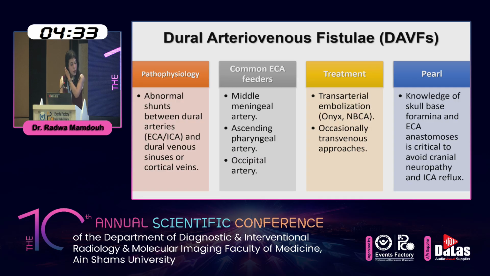Another application we have is the dural AV fistulas, which are basically connections between the dural arteries and the cortical veins, which can be embolized through usually the transarterial route or the transvenous. And the common feeders here are the middle meningeal, ascending pharyngeal, and occipital artery.